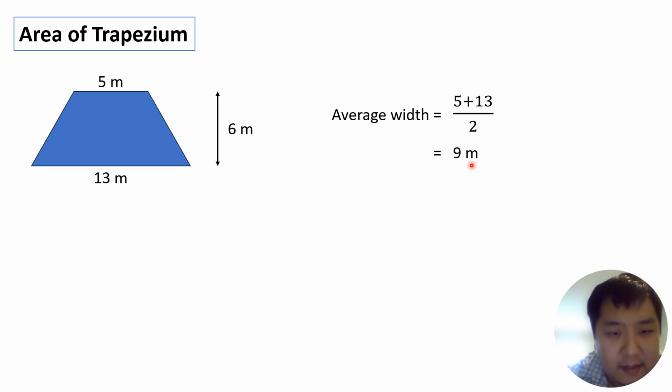which will give us 9. So 5 plus 13 is 18, and 18 divided by 2 is 9. That means on average, the length across is 9.